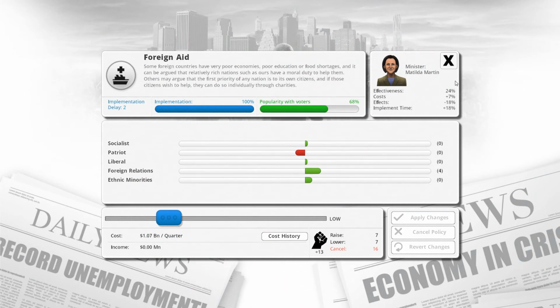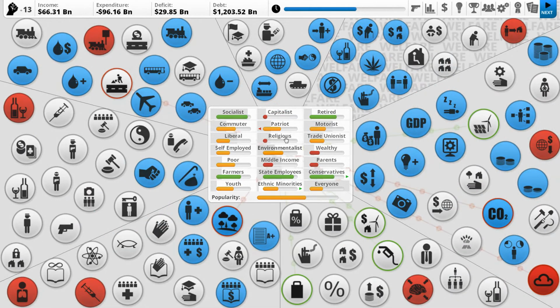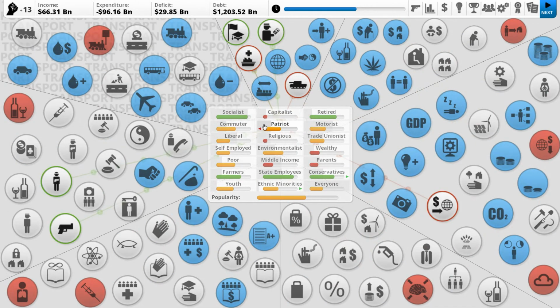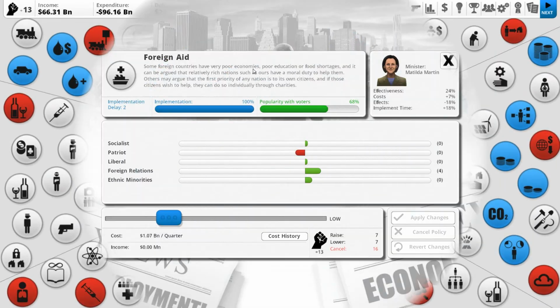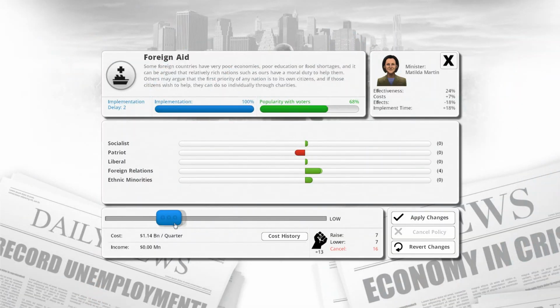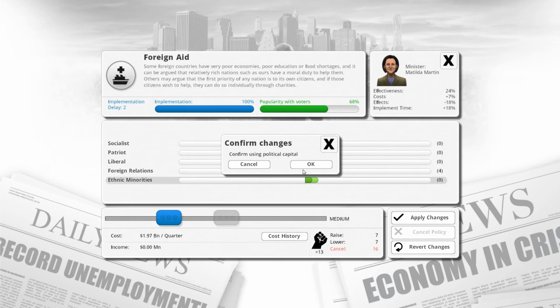We don't have a lot of patriots, right? We have a fair amount, actually. How much can I... I can maybe increase this by about $1 billion to really improve foreign relations. Plus, socialists and liberals will be happy, and that's always good.